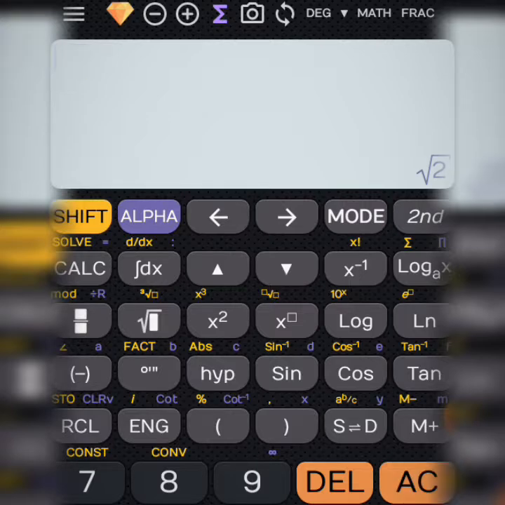Okay, let's make another example. The square root of, let's say, 7. The answer is 2.64575131106. And then let's check if it can be written in the form of a fraction by pressing the S to D button. You see, it takes us back to the square root of 7. This tells you again that the square root of 7 is an irrational number because it cannot be expressed in the form of a ratio.